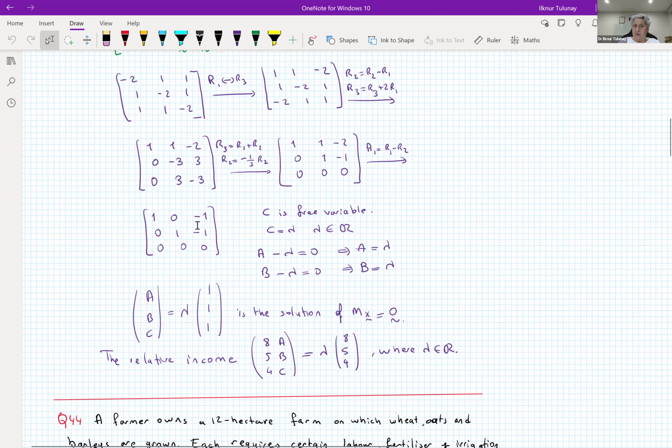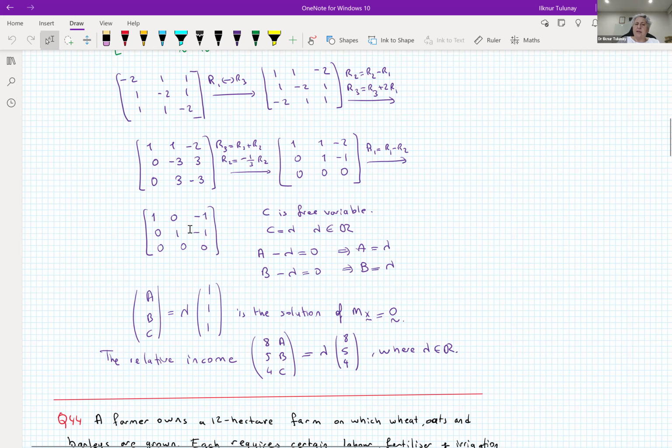So we have a free variable, which corresponds to the last column, that is C. C is a free variable. I'm saying C is equal to lambda. Lambda is a real number. So this is an infinite solution. We have infinite solutions. The first row means A minus C is equal to 0, or A minus lambda is equal to 0. So A is equal to lambda.